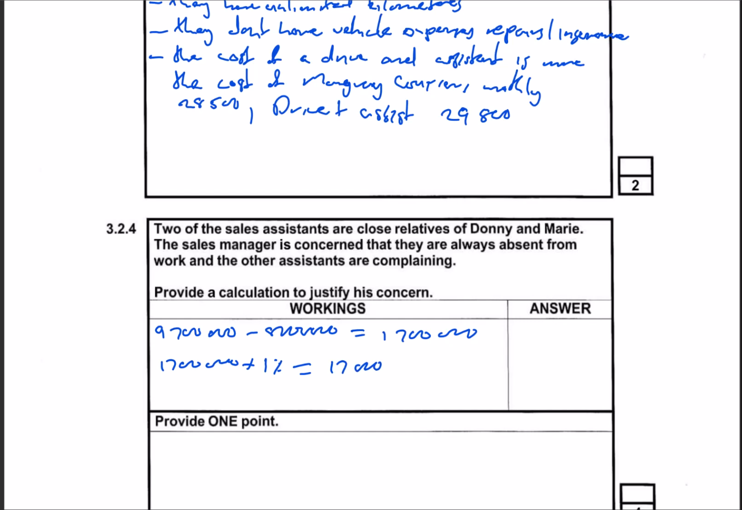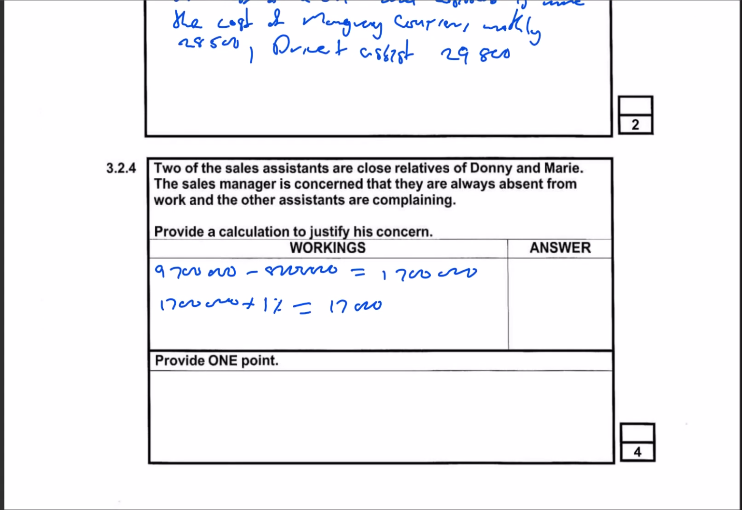So at the end of the day, the reason why others are complaining, because the question is, 2 of the sales assistants are close relatives of Donny and Mary. The sales manager is concerned that they are always absent, because its concern is that they are always absent. So they are not making enough sales, but at the end of the day, they will get a share of the commission of sales above budget that are made by others. So in total, each will receive 17,000, right? But these two are always absent.